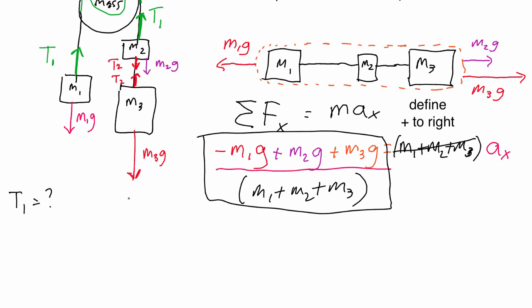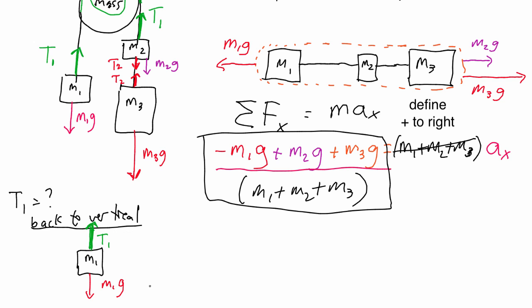So what we do is redraw our free body diagram for object 1, which is like this. I'm going to go back to vertical so we can look at it that way. So what I have right here is M1. Pulling down on it, we've got M1 g like that. And pulling up on it, I've got T1. Now T1 should be greater in magnitude than M1 g, otherwise it won't accelerate up.